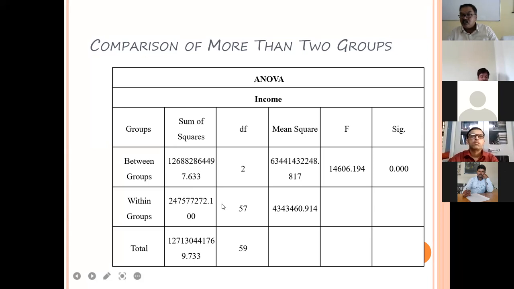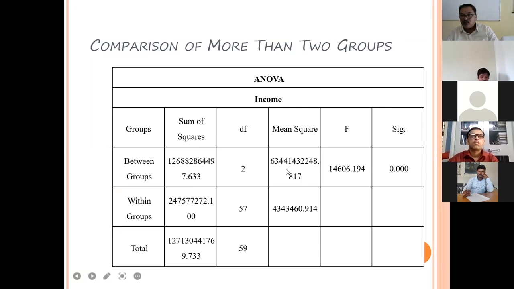And we had 60 companies. Total is 60, minus 3 groups. That becomes the degrees of freedom within the groups, that is 57. Right. And the mean square is nothing but the sum of squares divided by their respective degrees of freedom. You will get the mean square.